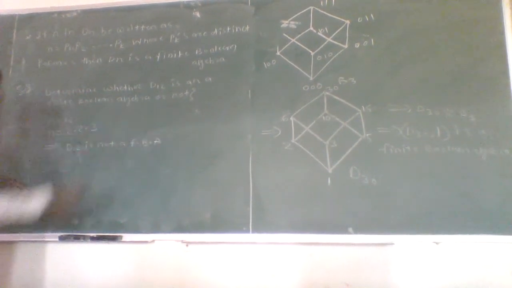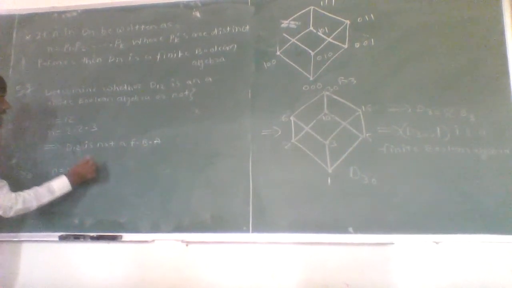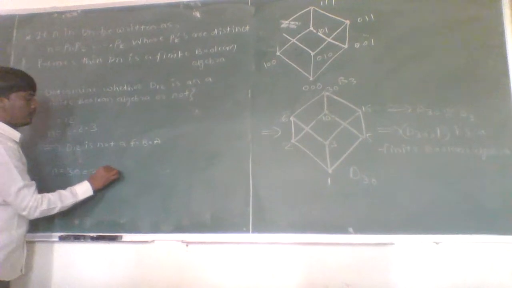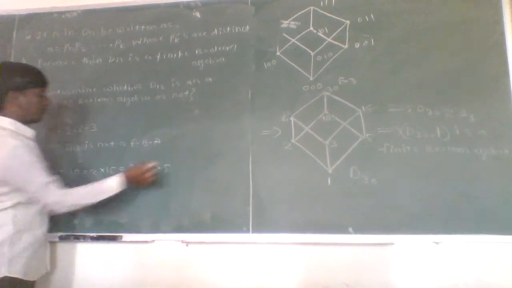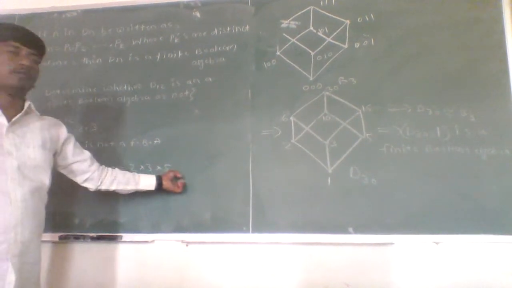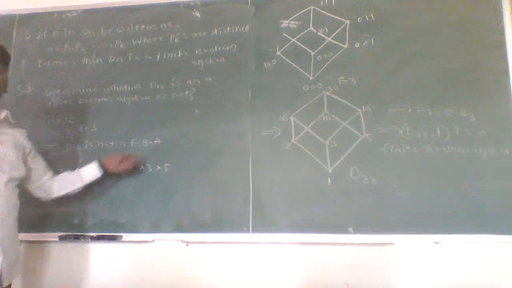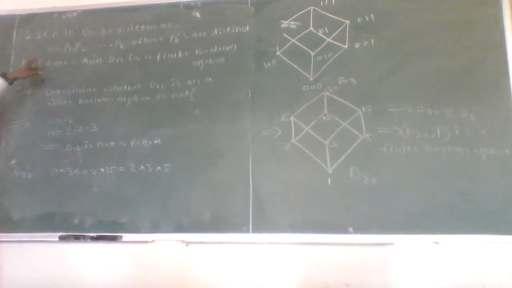For example, let us consider D30. Here n equals 30, and this 30 can be written as 2 into 15, that is 2 into 3 into 5. Therefore, 30 can be written as a product of three distinct primes, 2, 3, and 5. So from this result, D30 is a finite Boolean algebra. Similarly, we can check for any Dn.